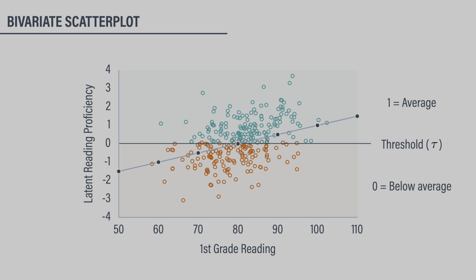So let's take a look at the regression model. The probit regression describes the association between 1st grade reading scores and the latent reading proficiency variable for 9th grade.